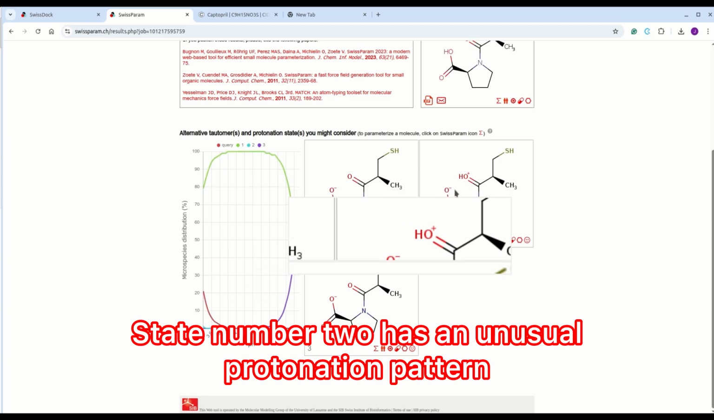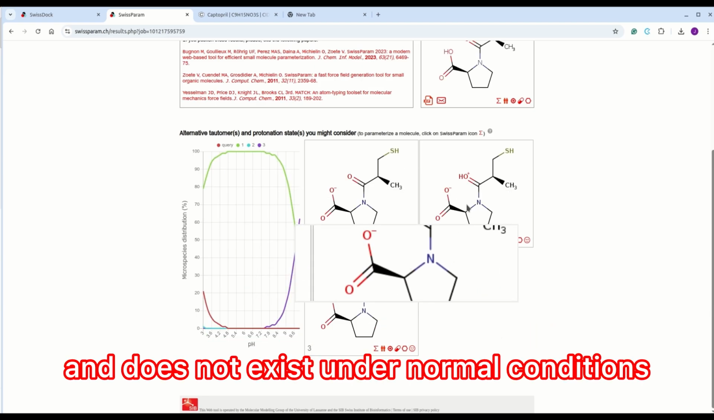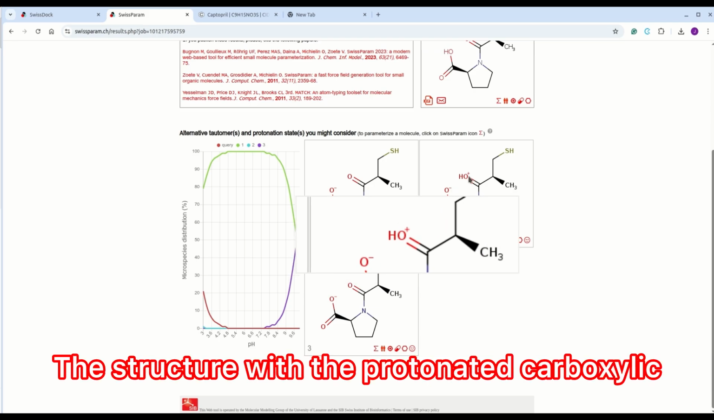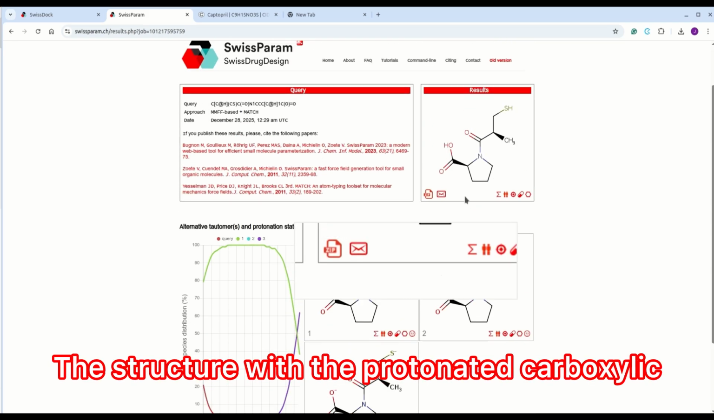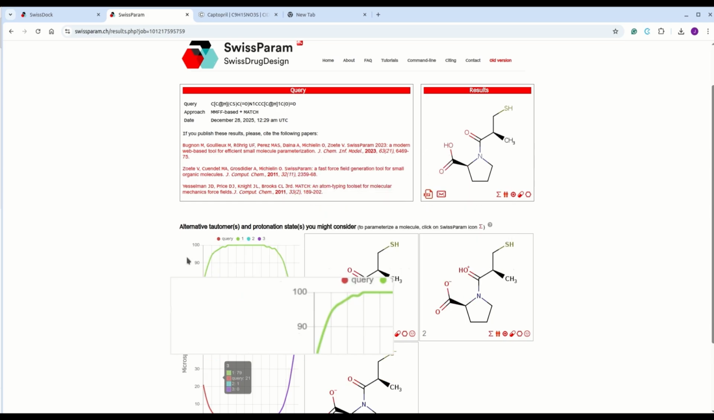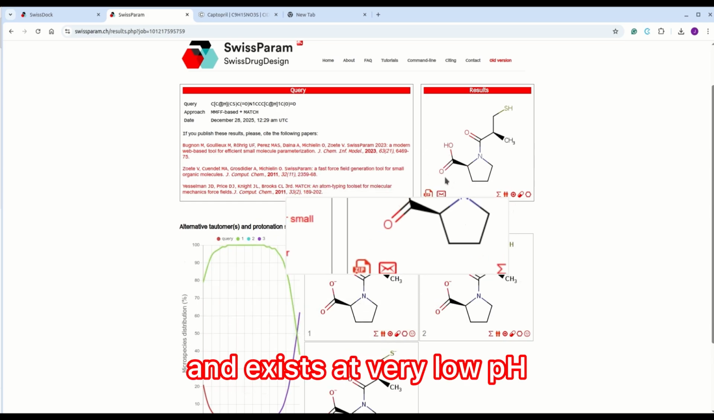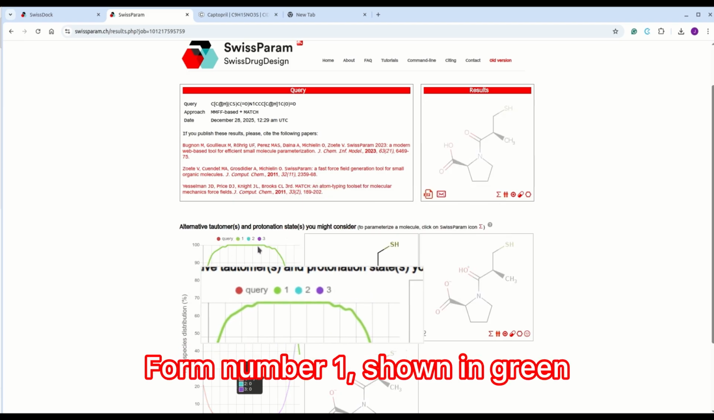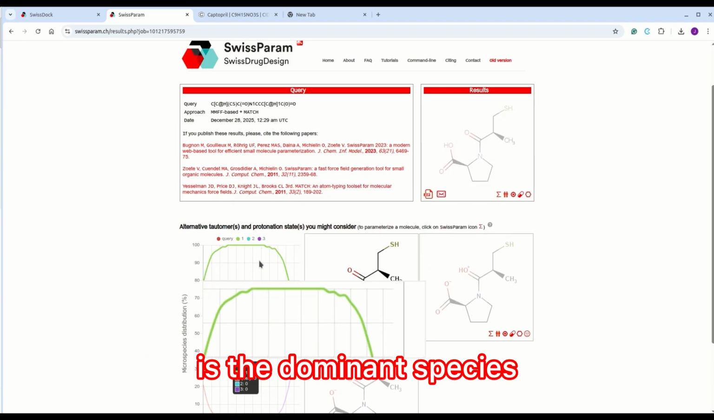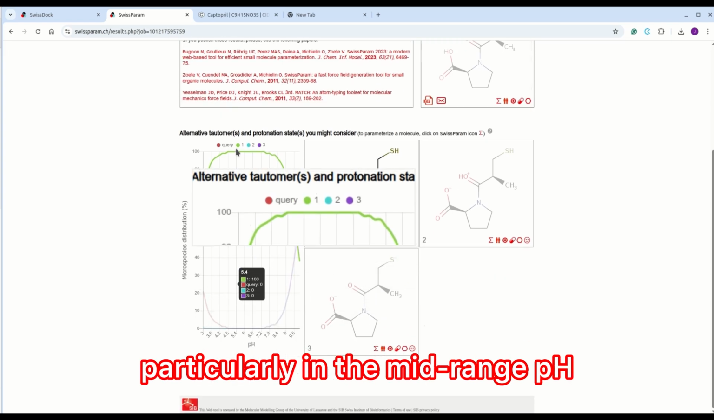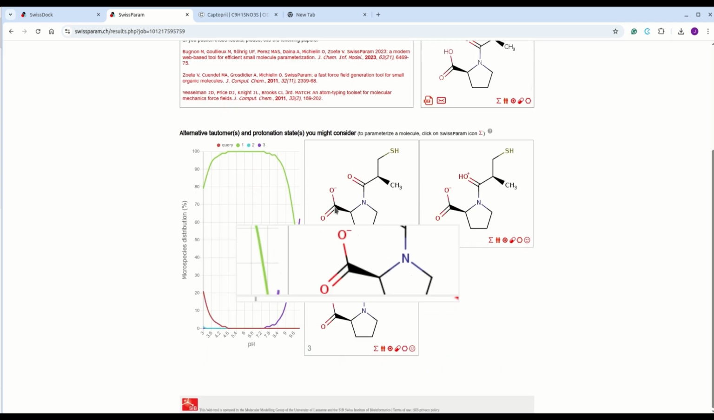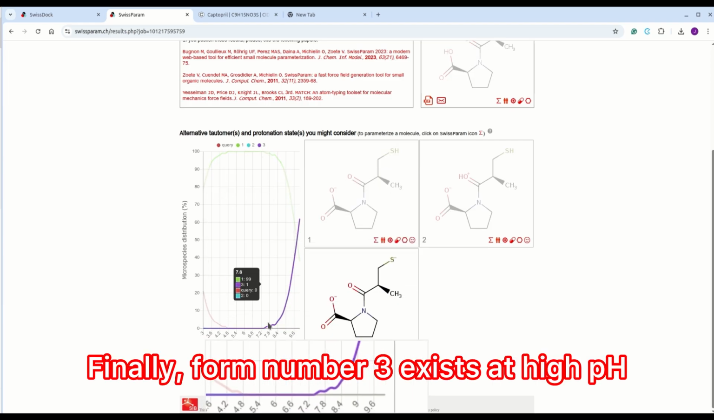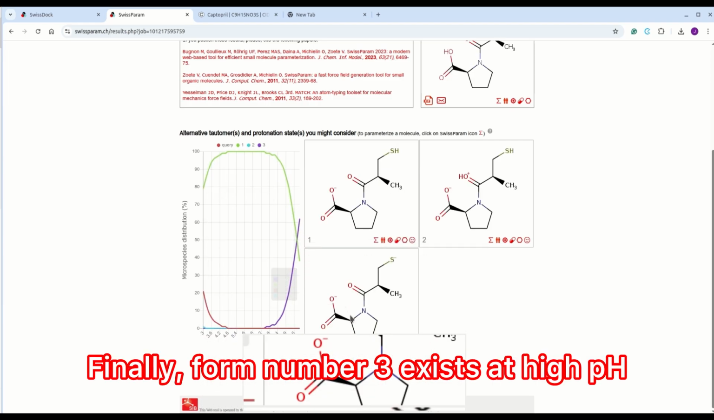State number 2 has an unusual protonation pattern and does not exist under normal conditions as shown in the graph. The structure with the protonated carboxylic group is displayed as the query and exists at very low pH. Form number 1, shown in green, is the dominant species, particularly in the mid-range pH. Finally, form number 3 exists at high pH.